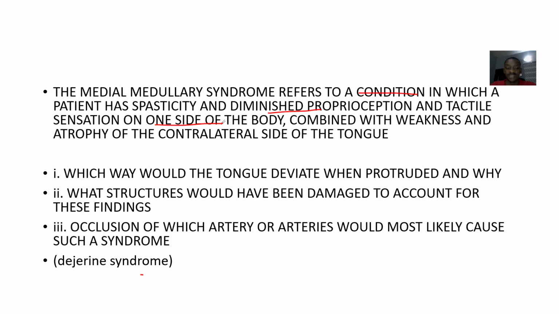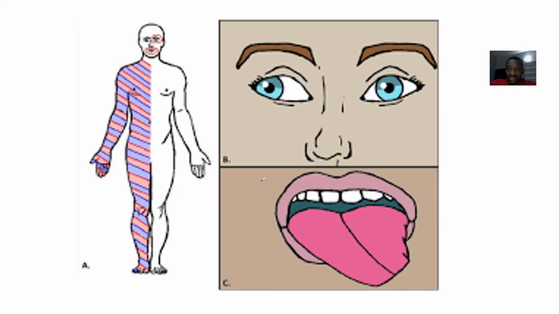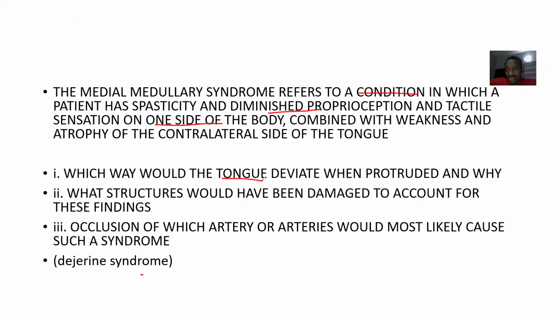So they are now asking you one or two questions about this. The first one is, in medial medullary syndrome, which way would your tongue be deviated? I have tongue deviation, so which side will the tongue be deviated at? Then the other one they said is, what structures would have been damaged to account for these findings that we have in medial medullary syndrome? Then occlusion of which artery or arteries will actually cause the syndrome?